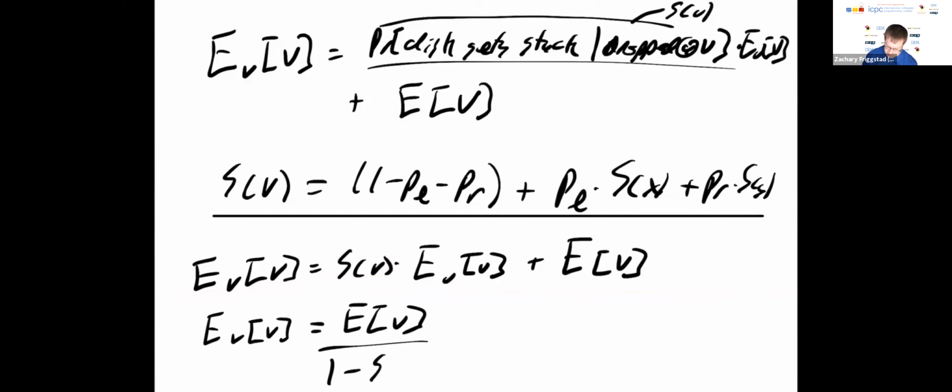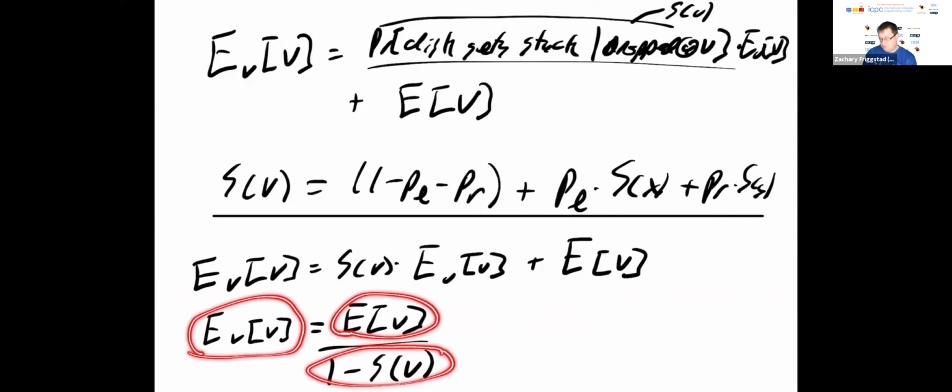And 1 minus S of V. And that's it. This is a simple recursive calculation. This is the answer. So do it.